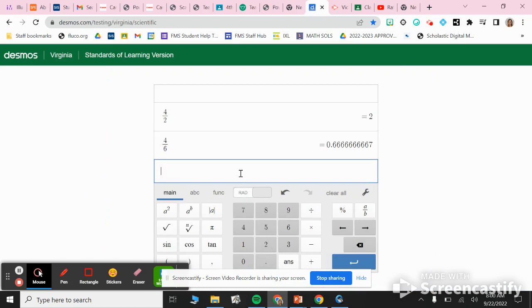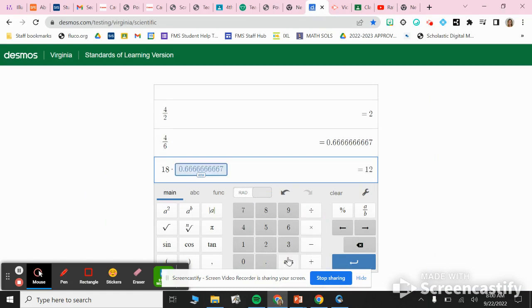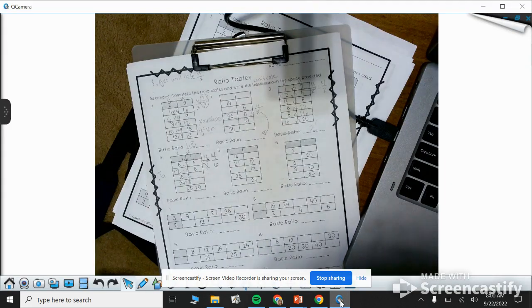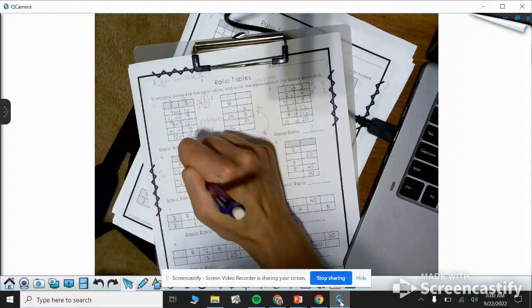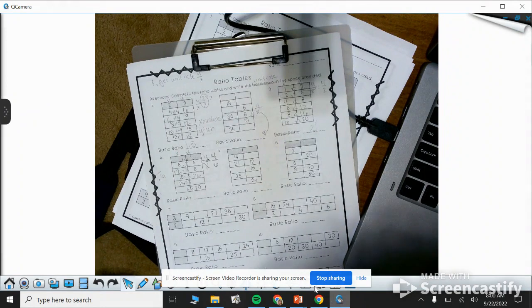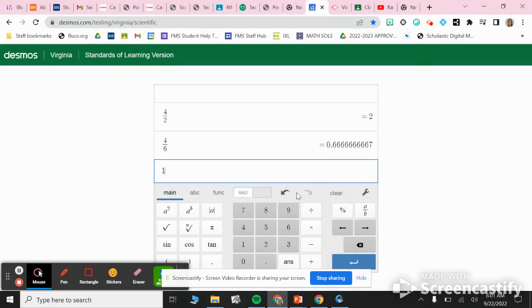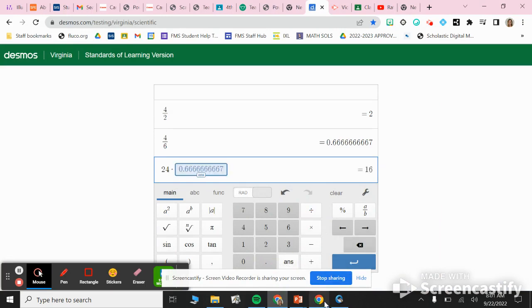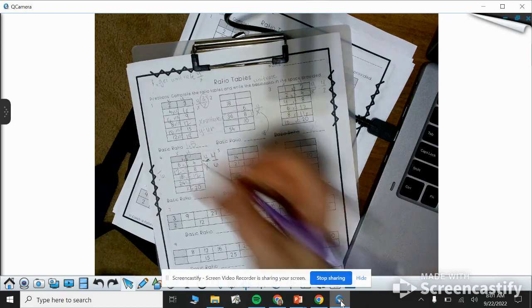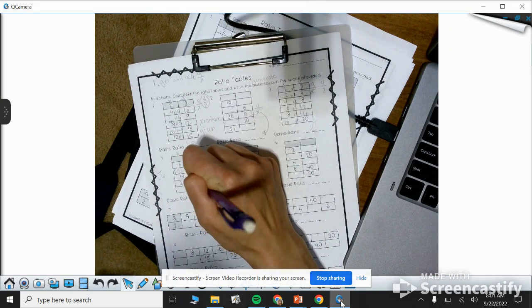I'm going to delete all of this. I'm going to do 18 times the answer, which is 12. All right, 24 times 0.6 repeating. What's that going to be? Times the answer is 16. So I'll go back here and put in 16.